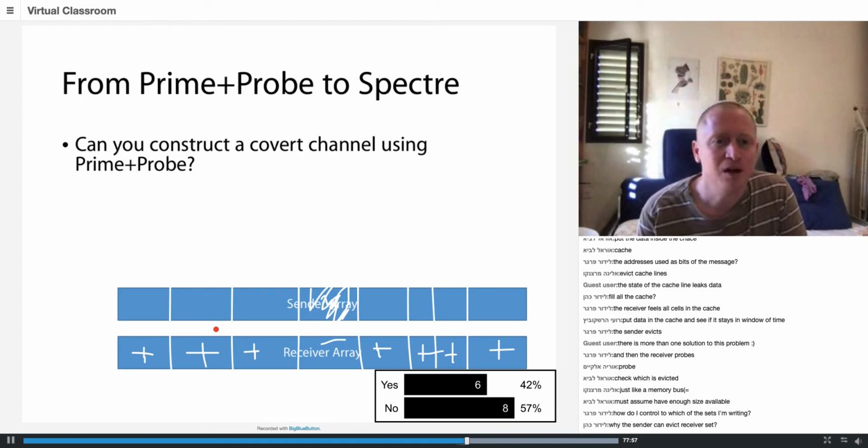Why can the sender evict the receiver's sets? Lidor is asking me. Because the sender and the receiver, even though they're isolated, use the same microarchitecture. The mapping strategy maps both the sender's and the receiver's lines into the same cache sets. They're using a shared resource. This is the idea. This is why microarchitectural attacks break boundaries. Okay?